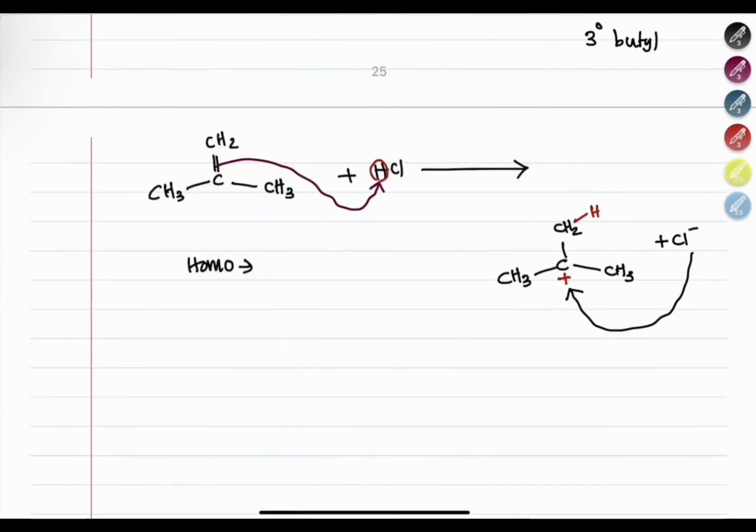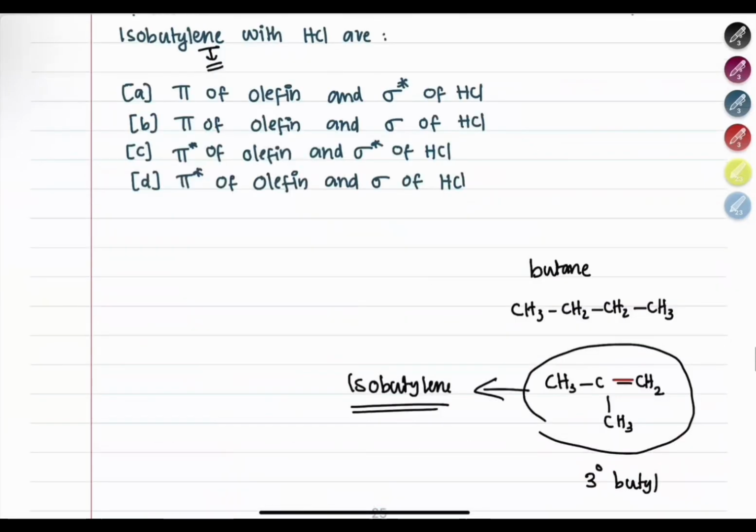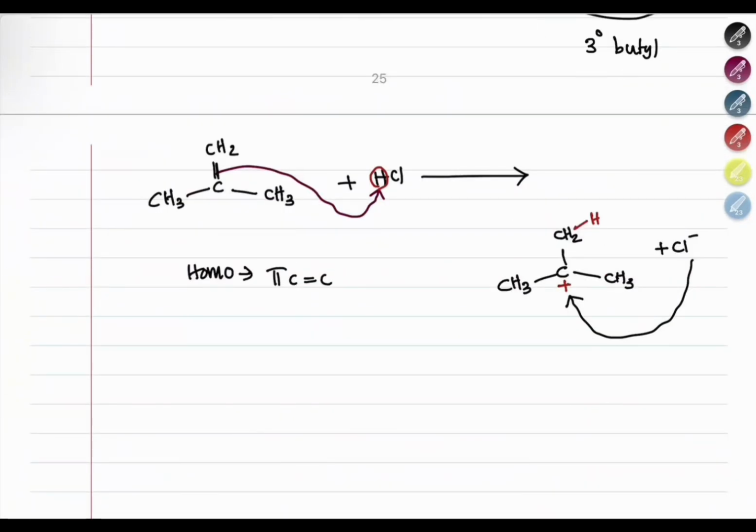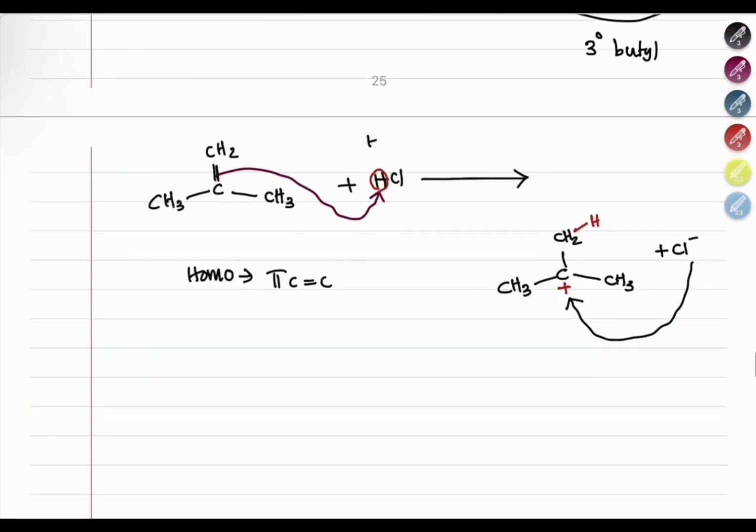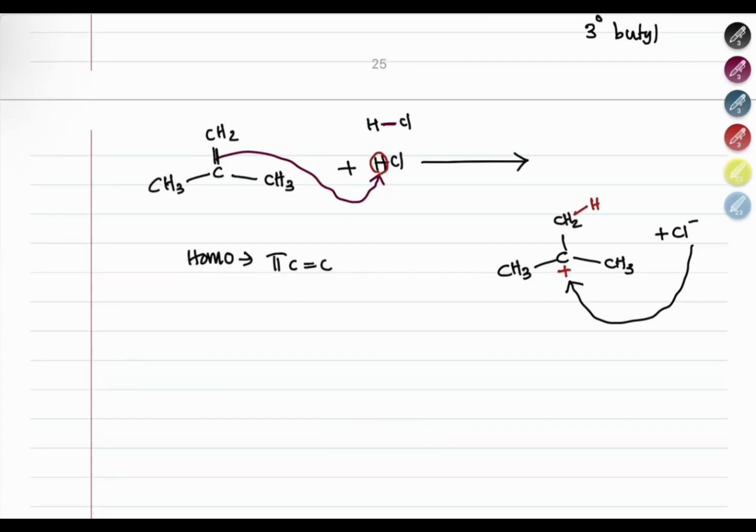The HOMO orbital is this orbital, that is the pi C double bond C orbital, okay? And the LUMO is where the bond has broken. Here, the bond between hydrogen and chlorine has broken. Here, the sigma bond between hydrogen and chlorine is broken. That means the electrons are transferred to the sigma star orbital. So, LUMO is the sigma star orbital of HCl.